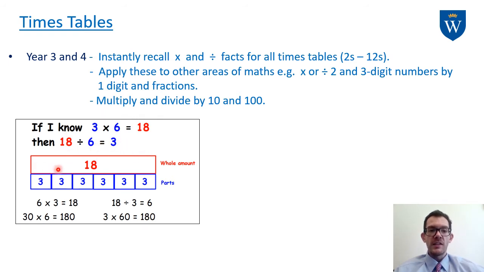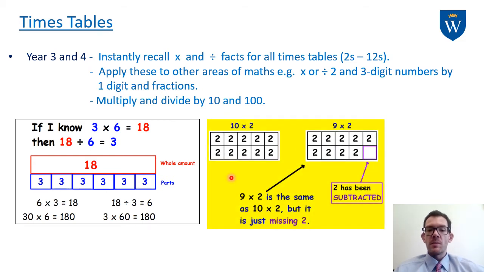You can see 18 is the whole amount. Underneath it is split into 6 equal parts. 1 part is 3. And we want children to look at the multiplication facts and division facts related to these pictures, but also then to apply it to maybe multiplications that could be 10 times bigger. So if I know that 3 times 6 is 18, I also know that 30 times 6 is 180. And 3 times 60 is also 180.